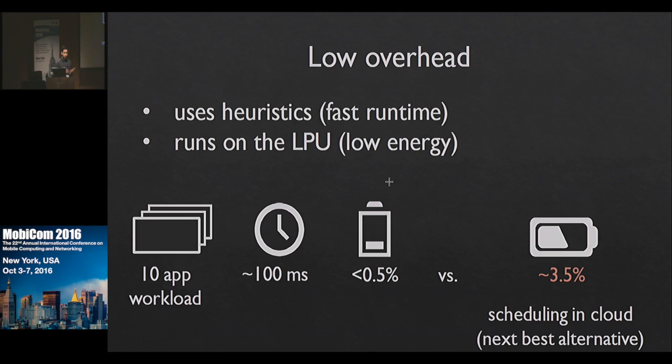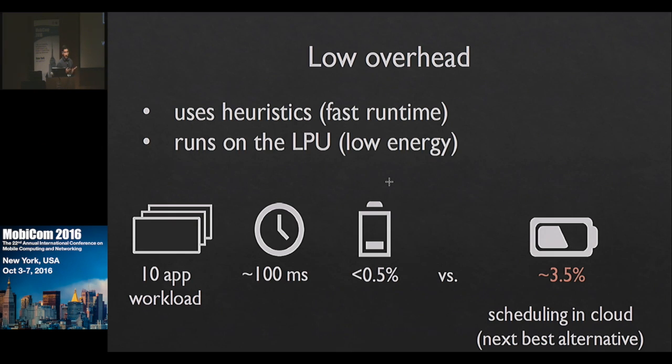So Leo maintains a low overhead, first thanks to the heuristic algorithm that generates the heuristic schedule, and then also it runs on a low-power unit, so that it consumes much less power than what it would consume if it were deployed on a CPU, for example.